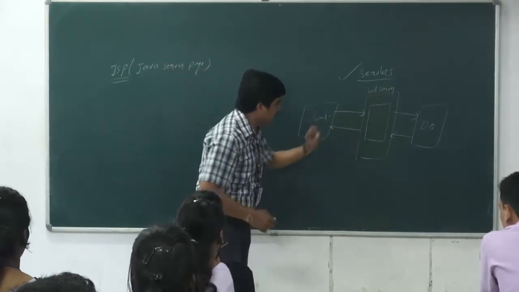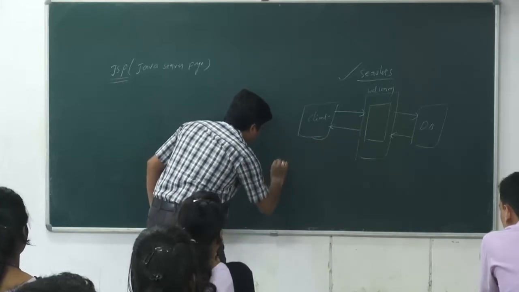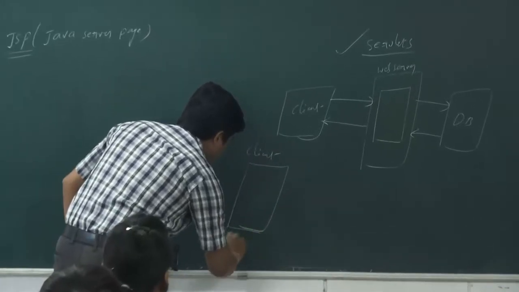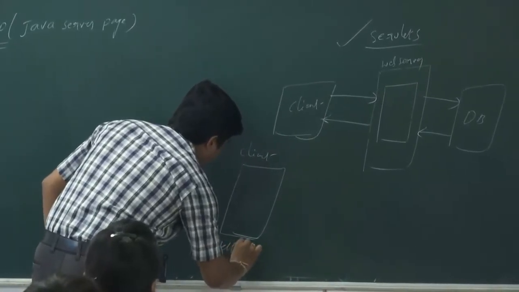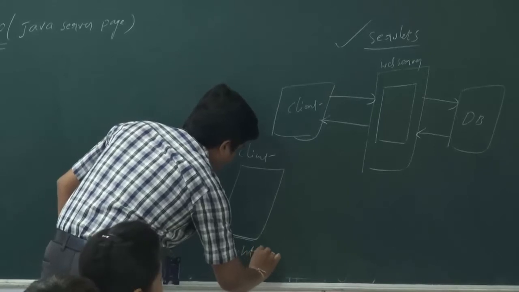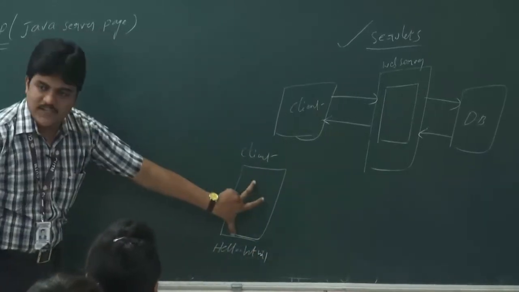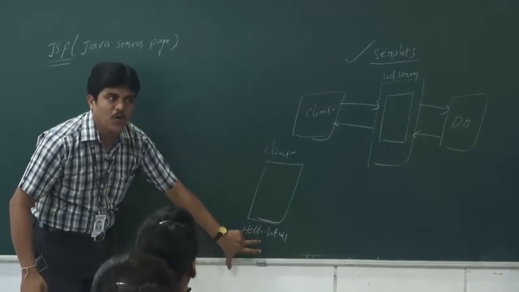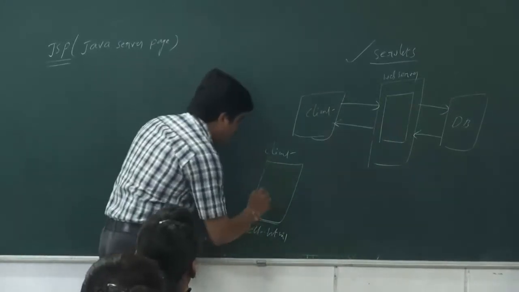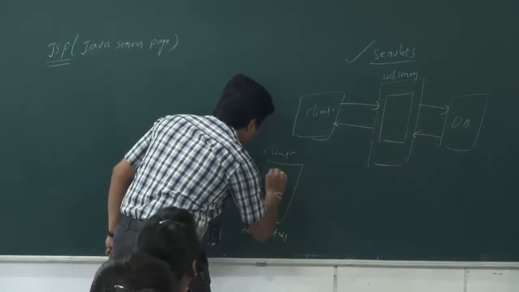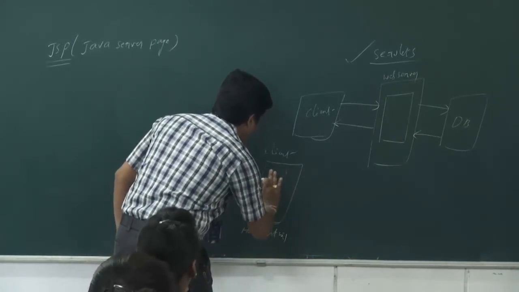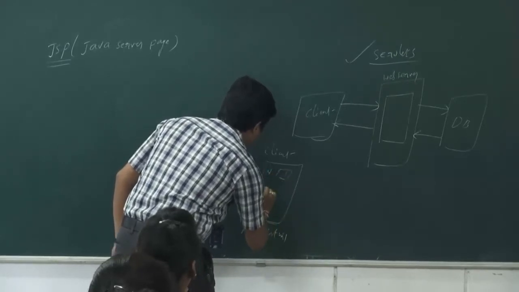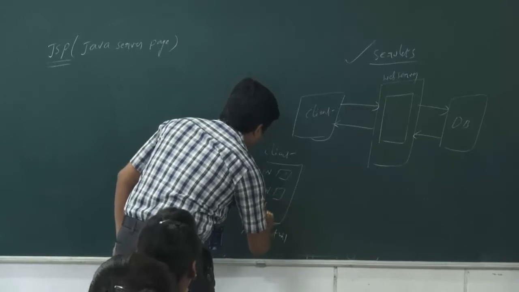Now let us consider a simple example for this interaction. Suppose this is a client. Let us consider this is a hello.html. Now let us consider this is a client-side application. What is the name of this client-side application? That is hello.html. Let us consider that this is a form with two attributes. Suppose this is for name, this is for password, and this is submit.